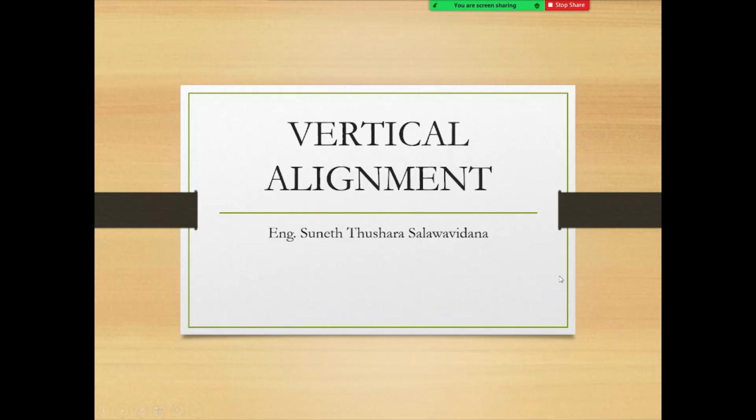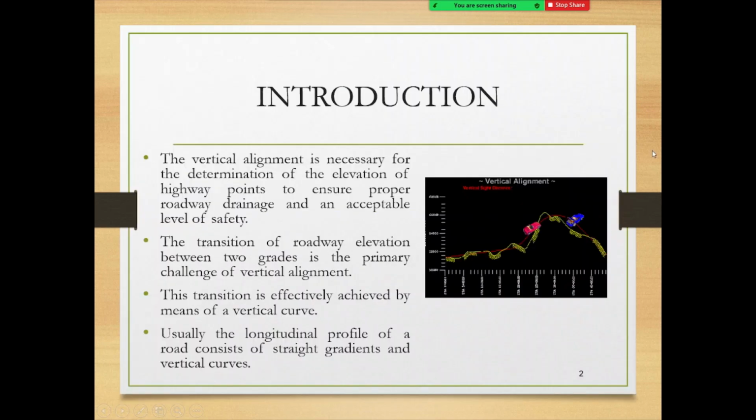We'll discuss vertical alignment. In the beginning of this session I told you that a road is a 3D element, and usually what we do is project it into two projections. One is horizontal alignment, the other is vertical alignment, right? Now we have discussed the basics of all the theories in horizontal alignment, and we are going to discuss vertical alignment. That is the vertical projection of the 3D road elements.